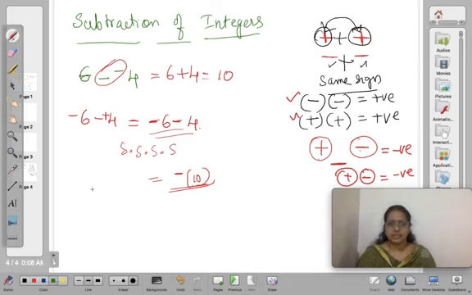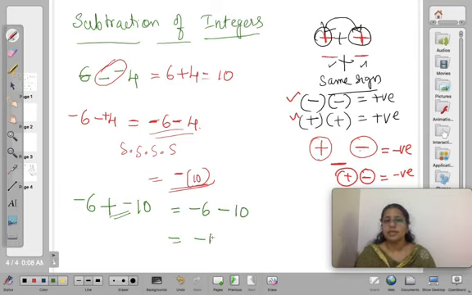Okay, let me take another example: negative 6 plus negative 10. So first you do the character rule, that is positive and negative both are different, so negative 6 minus negative 10. After that use that rhyme, so you will get the answer negative 16. Clear? So next I will introduce how to draw this on a number line.